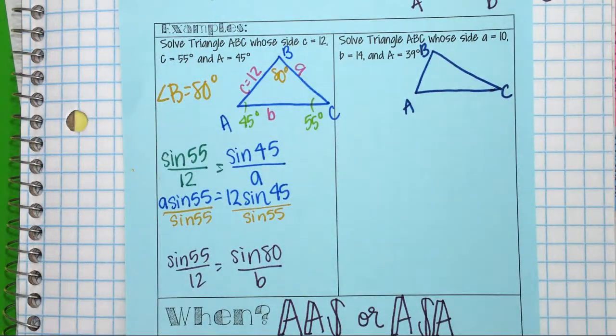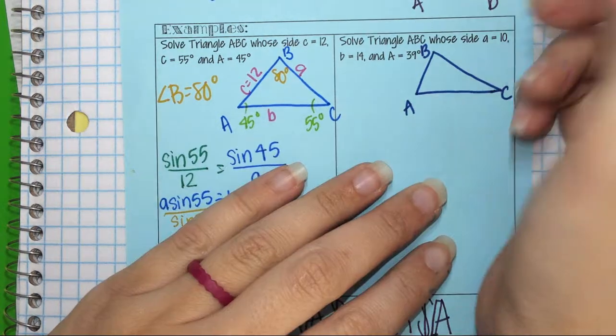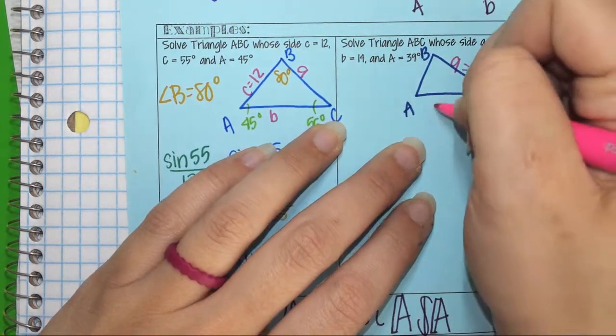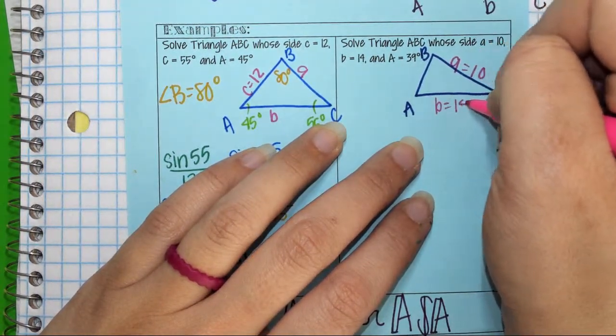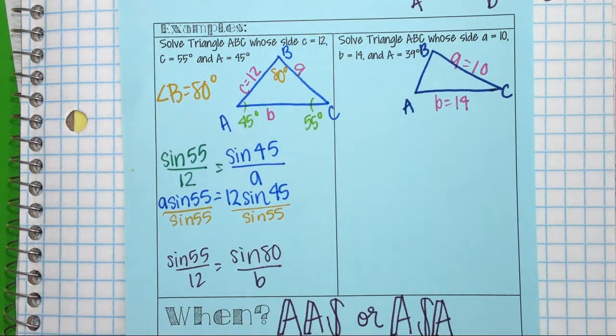All right, A, B, and C. Now this time they gave us what? 2 sides and 1 angle. 2 sides and 1 angle. So they gave us side A, which is right here, and it's 10. They gave us side B, which is right here, and it's 14. And they gave us angle A.